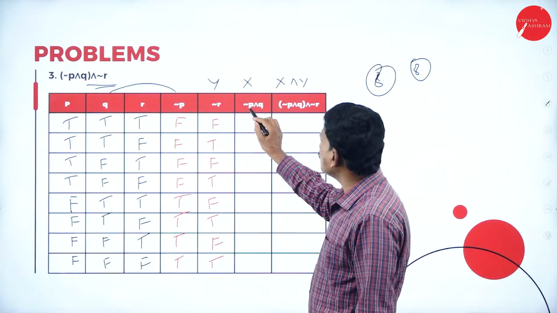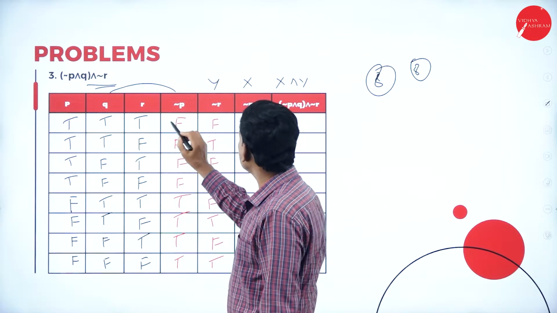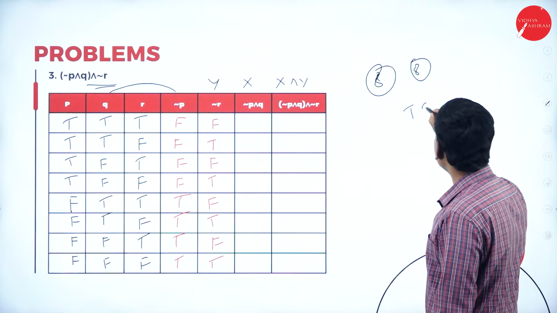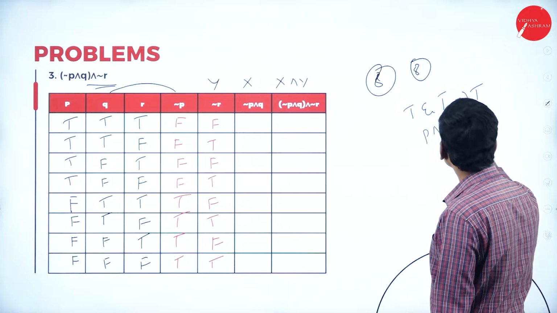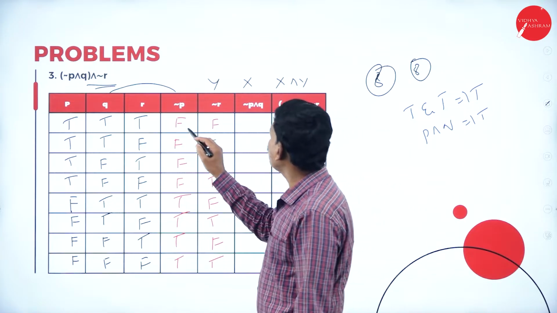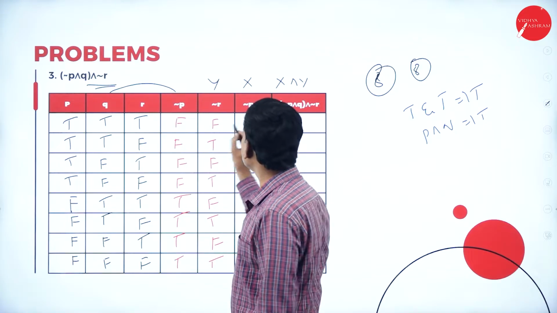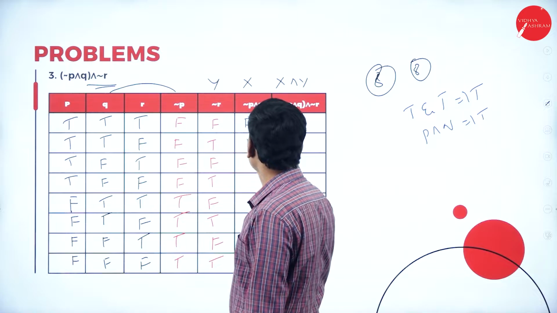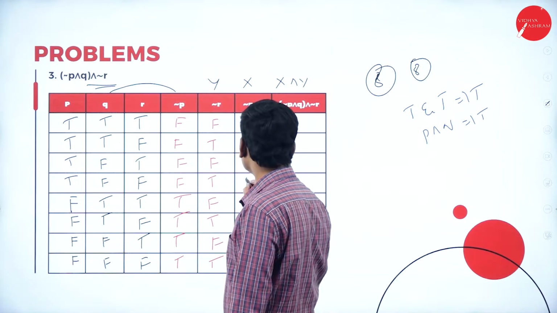Now, next, negation P conjunction Q. For this, we are going to write the conjunction. What is the conjunction? True and true is true. That is P conjunction Q. True and true is true. In all other cases, it is false. So, negation of P and Q: false and true is false, again false and true is false, again false and false is false, again false and false is false.